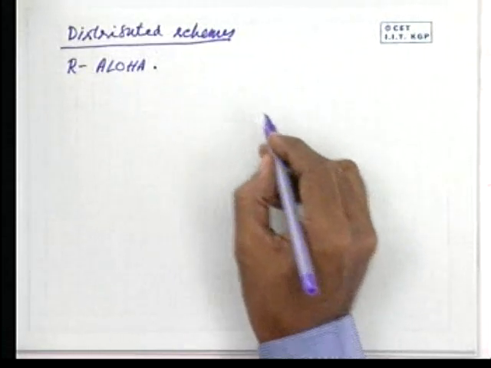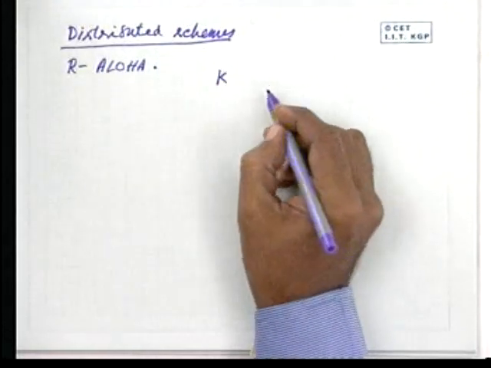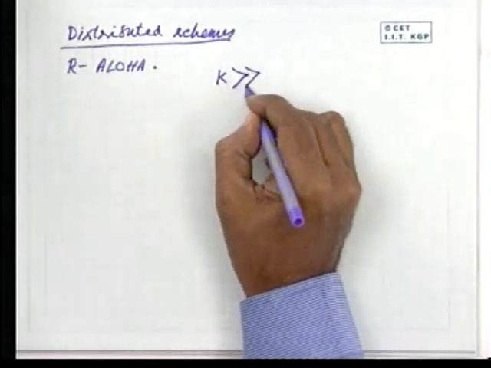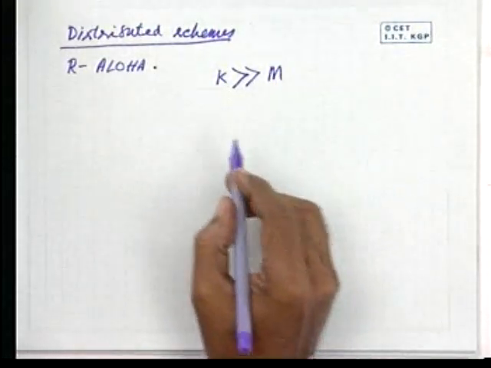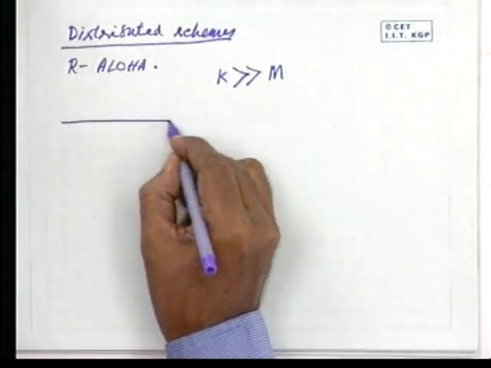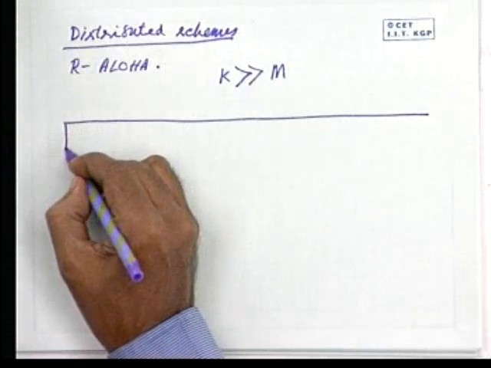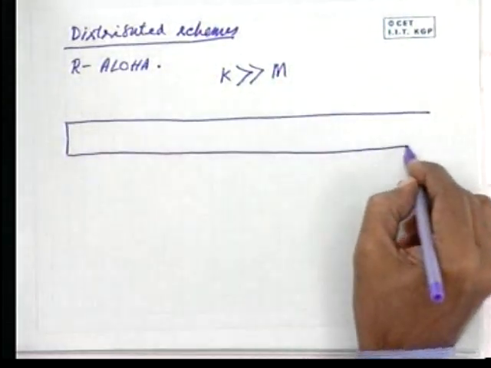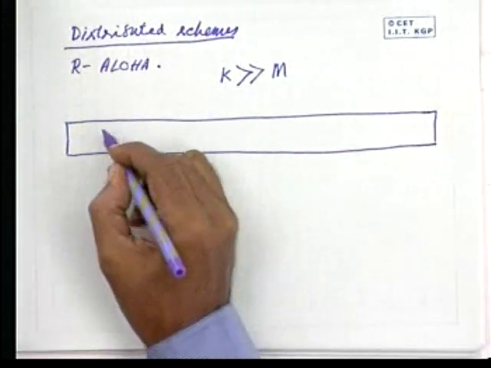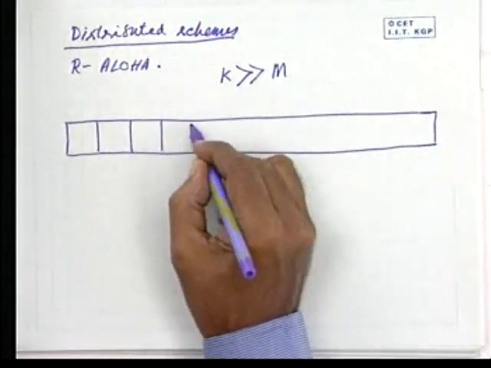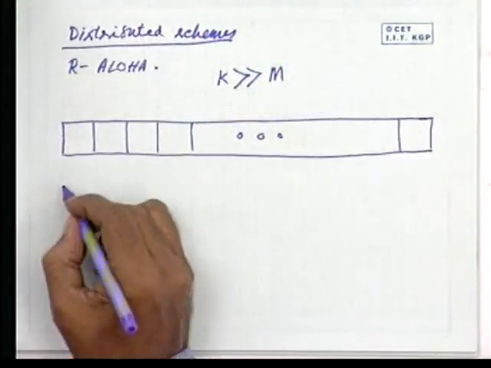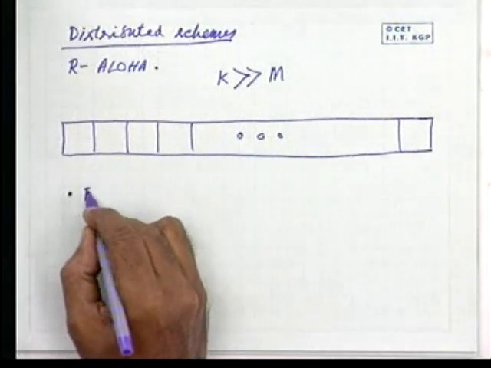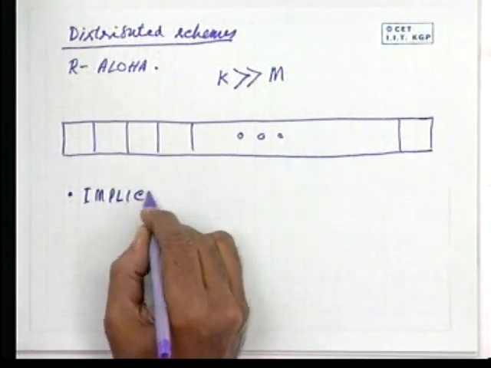This R Aloha is based on the assumption that K, which is the number of stations, is much greater than the number of slots. Then what is being done? Implicit reservation is done. Let's assume this is the frame. I am showing only one frame. We have got a number of slots. Reservation is done in an implicit manner. How?